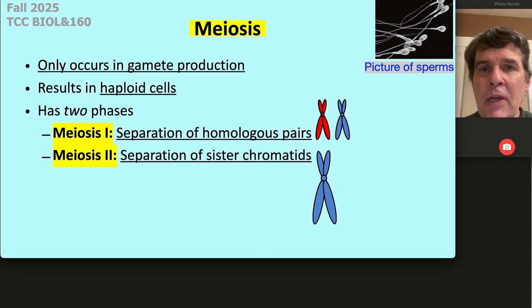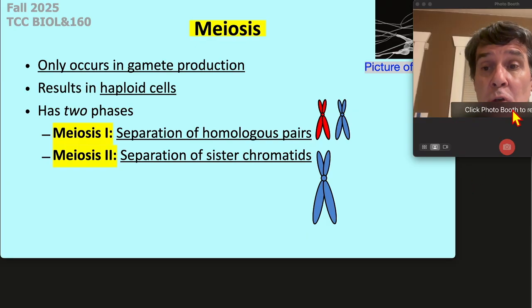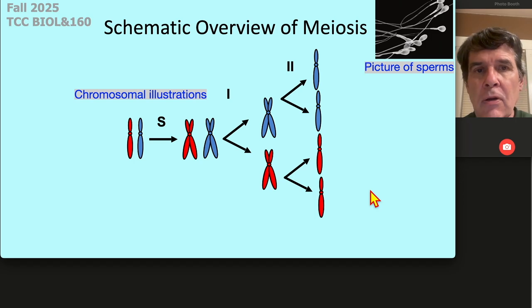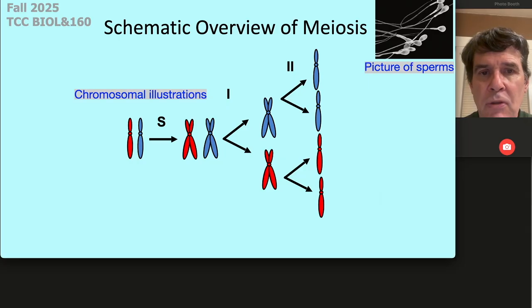Here's one more time the big story of meiosis with our mnemonic device up in the corner. The sperms, to remind us we're talking about gametes, specialized cells for sexual reproduction. Meiosis produces haploid cells, half the usual number of chromosomes, no longer the duplication. And then the key factor to remember is that the separation of homologous pairs occurs first, and then the separation of sister chromatids.